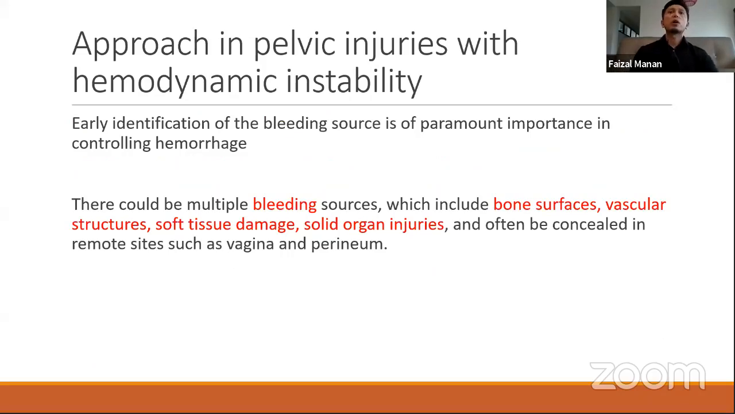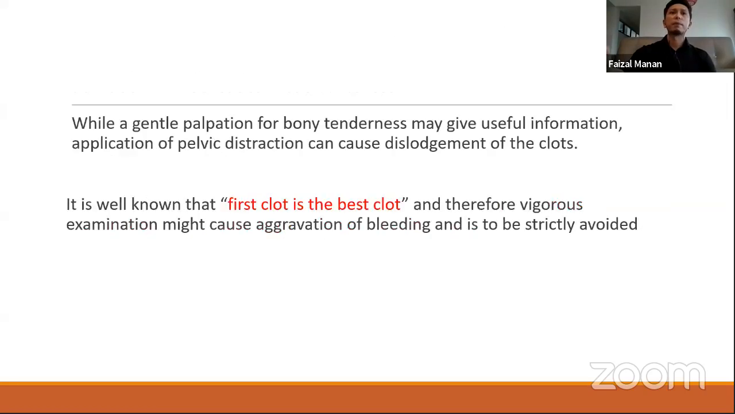So how do you approach a patient who comes with a pelvic fracture or injuries and is hemodynamically unstable? Like Dr. Muazzam explained before, there are 7 steps, if I'm not mistaken, that he presented just now. So that's a very comprehensive set of steps that you can approach or address. Early identification of the bleeding source is of paramount importance in controlling the hemorrhage. There could be multiple bleeding sources, which include the bone surface itself, vascular structure, soft tissue damage, solid organ injuries, and often concealed in a remote site such as the vagina and perineum.